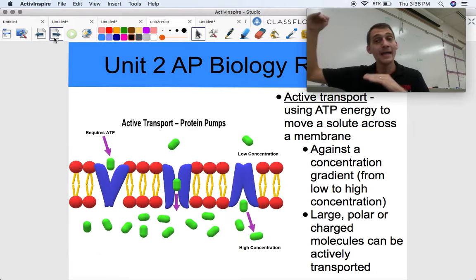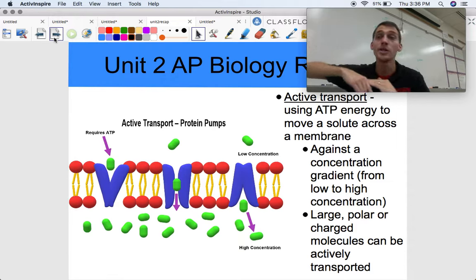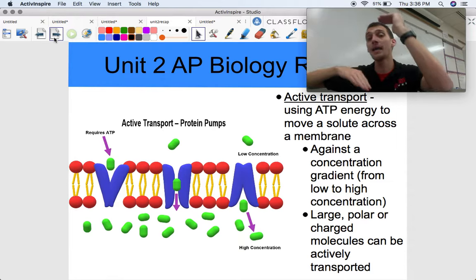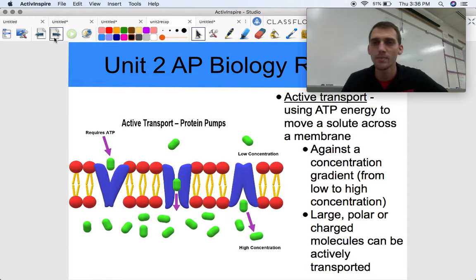If you're going from high to low elevation on your bike, you can just coast down the hill, right? You don't have to spend any energy. But if you want to go from low to high, you have to exert some energy to push yourself back up the hill. That's kind of a metaphor for how passive and active transport work.